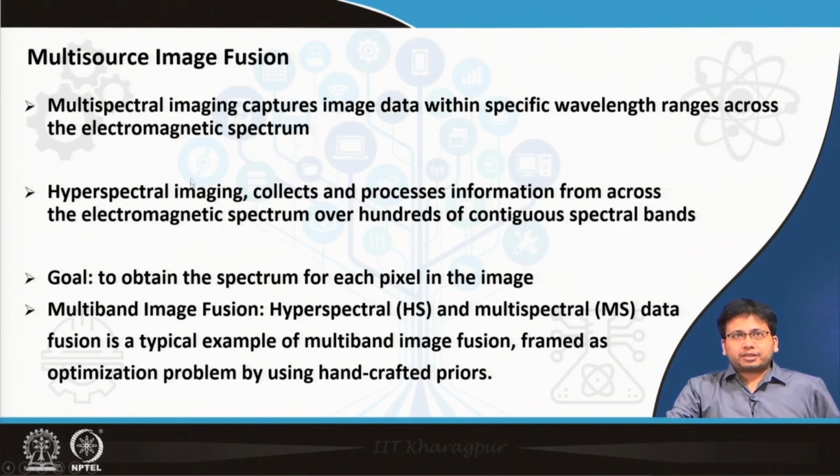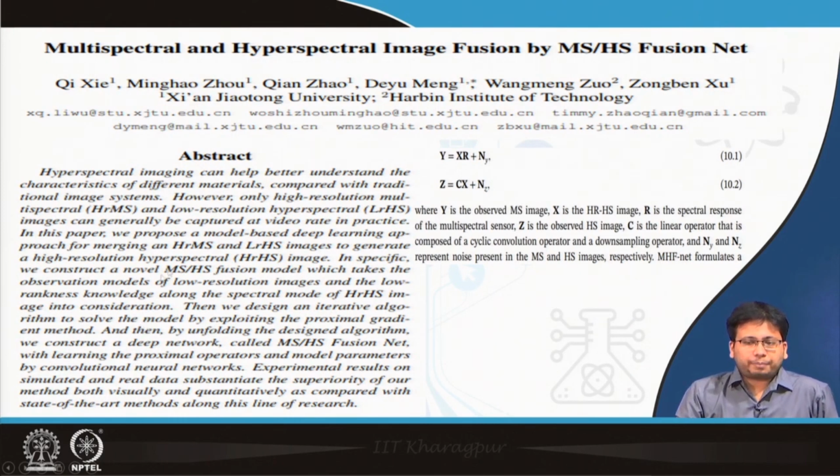So, we can say hyperspectral and multispectral imagery have complementary strengths. Now, the goal in this case is to obtain the spectrum for each pixel in the image. Let us say that we have a hyperspectral image and a multispectral image of the same region, and we want to fuse them, and we want to get what is known as a multiband image. So, here is one paper which does that, multispectral and hyperspectral image fusion using MSHS fusion net.